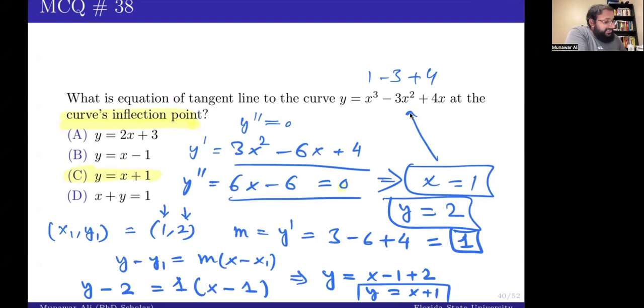So this is the second derivative, set it equal to 0. You get the value of x, put it here. You get the value of y. This is the point that you have then, (1, 2). And for the value of m, just go for the first derivative, put the value of x, you get 1. Put the values in this equation, you will get the equation that matches this one.